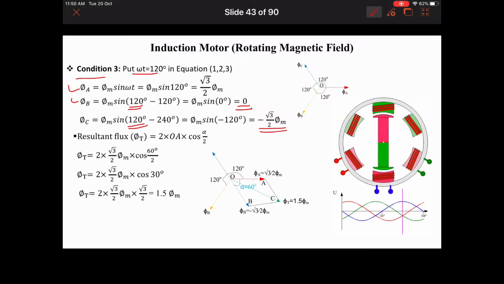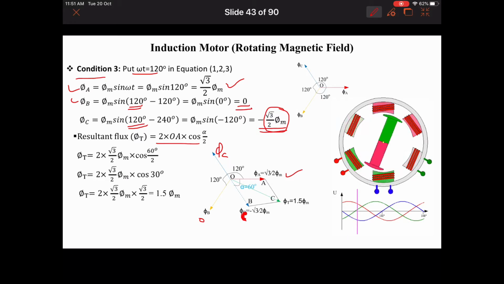Now make the phasor diagram for phi a, phi b and phi c. We know that phi a is equal to root 3 by 2 phi m. We have calculated it here. Phi b is 0 this time. Phi c is equal to minus root 3 by 2 phi m, which means this is the magnitude, but the sign is minus. So if this is phi c, then minus will be in the opposite direction. So this is phi c, not phi b. Phi c is equal to minus root 3 by 2 phi m.